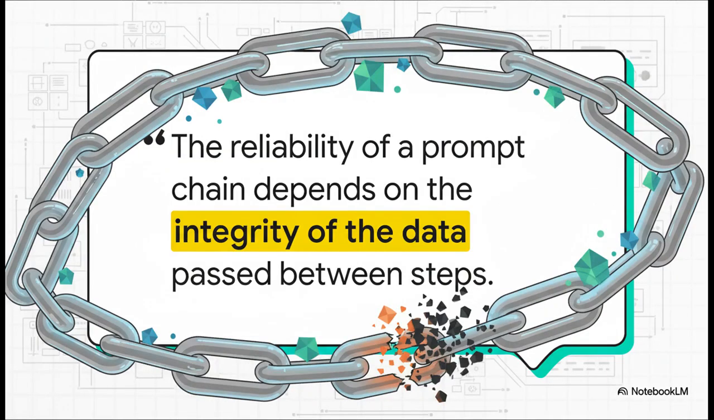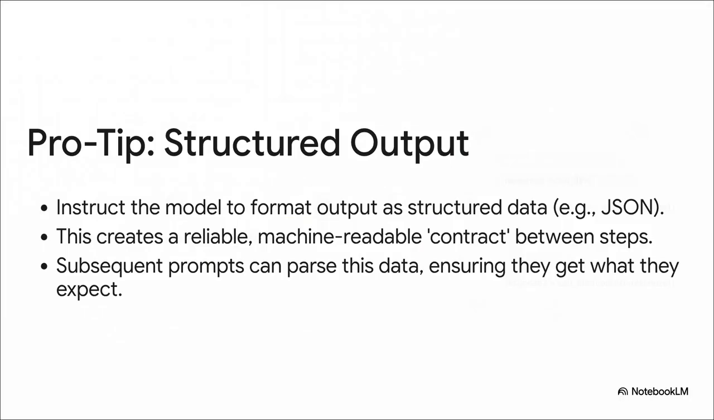Now, this brings us to a really critical best practice. A chain is only as strong as its weakest link, right? So if the data that you're passing between your prompts is inconsistent or poorly formatted, your entire workflow can just fall apart. Data integrity here is everything. So here's the pro tip, the really crucial point. For any kind of production-grade system, you need to instruct the model to format its output as structured data. JSON is absolutely perfect for this. When you do this, you're essentially creating a reliable, machine-readable contract between the steps. The next prompt in the chain isn't just hoping for the right info. It's designed to parse a predictable JSON structure, which ensures it gets exactly the data it needs to do its job. This is what makes your chain truly robust.